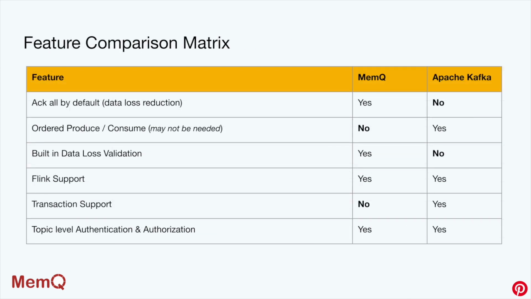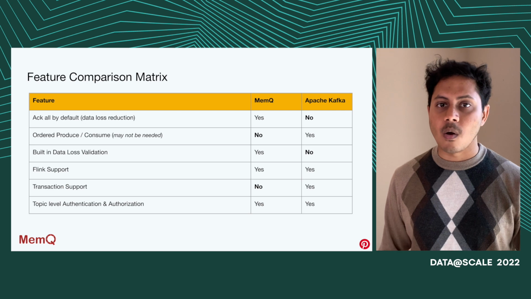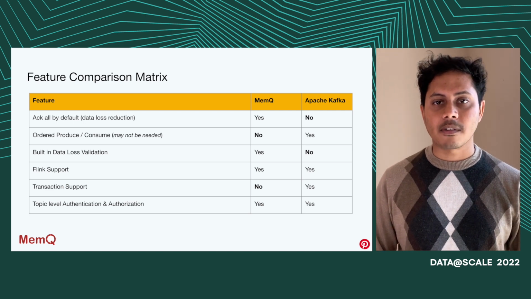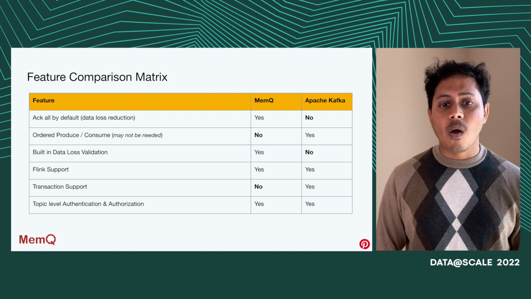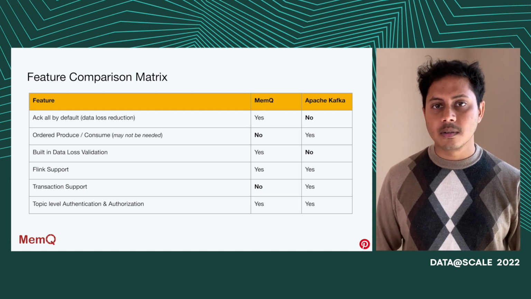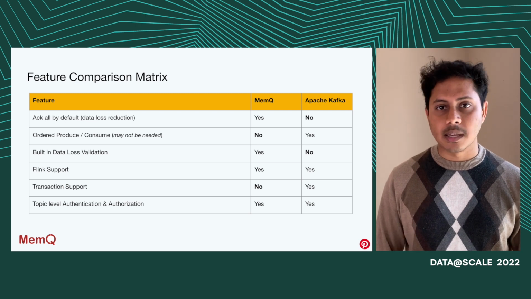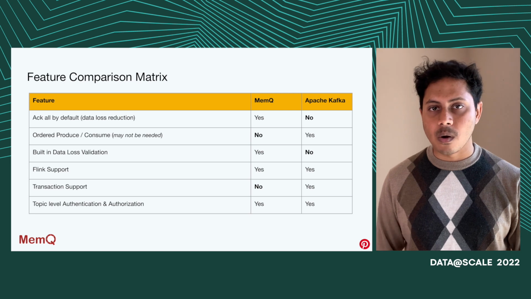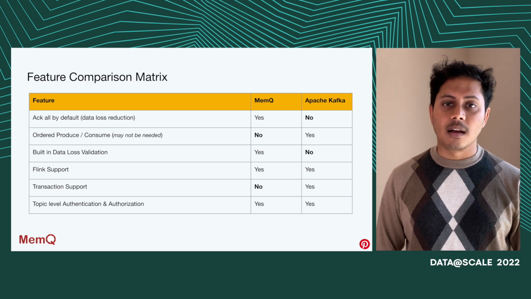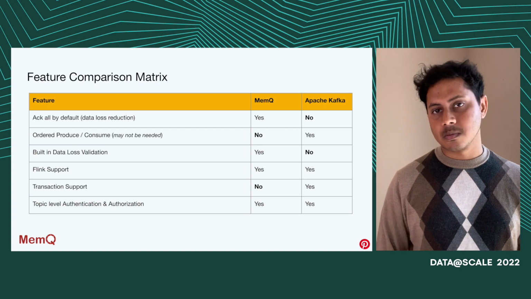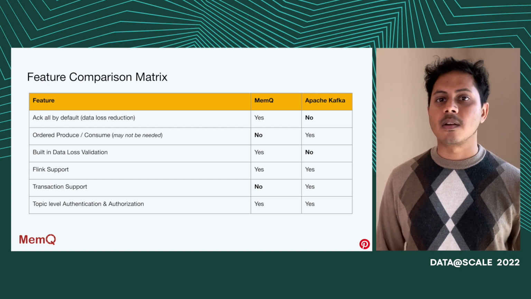How does MemQ compare to Apache Kafka when it comes to features? MemQ enables acknowledgements by default. It enables ack all by default, and that's to reduce the probability of data loss. Kafka, on the other hand, does not support ack all by default. You can enable that in Kafka, but it is more expensive. Ordered production in MemQ is not supported because, as I mentioned before, analytics use cases, especially in the case of machine learning training, do not require ordering. And lastly, MemQ does not support transactions because, once again, analytics and training use cases do not require transactions.